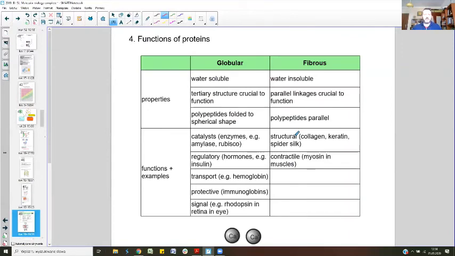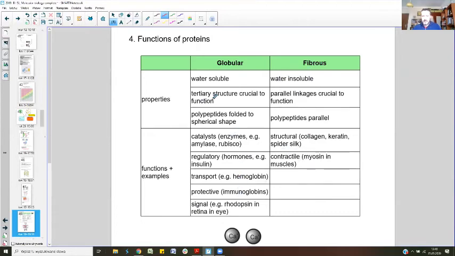The last topic for today, functions of proteins. Because of the properties of globular and fibrous proteins, we distinguish different functions of the proteins. The fact that fibrous protein is water insoluble determines the functions it can play and functions it cannot play.